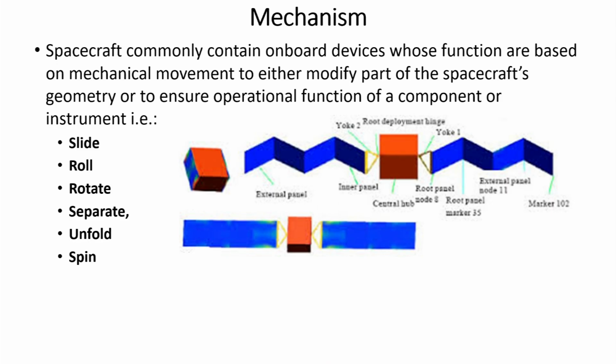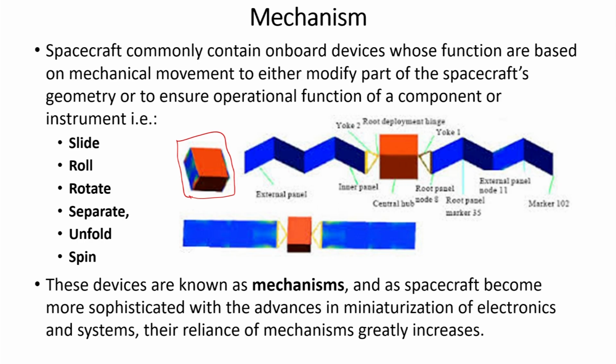So, you can see this is an unfolding of the solar cells. So this will be just before the deployment. It has reached the orbit, and once it reaches the orbit, this type of solar panel deployment starts. All the devices using this type of movements are known as the mechanisms. And when the spacecraft becomes more and more sophisticated, and you are using various miniaturization of electronics and systems, the reliance on mechanisms greatly increases.